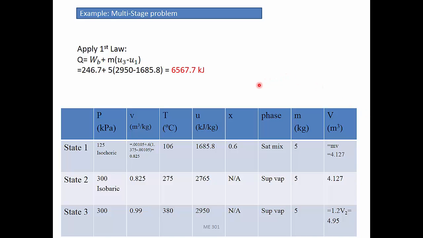This slide now shows the completed table that we found that includes everything. And we're ready to apply the first law. All the numbers necessary for the first law are identified either on the table or found on the prior slide, the boundary work. Plugging in all the numbers, the total heat transfer is found to be 6,567.7 kilojoules.